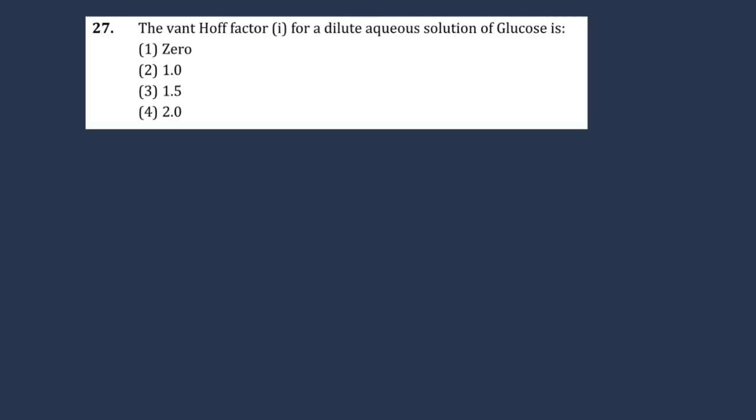Now the question is: Van't Hoff factor i for a dilute aqueous solution of glucose. So we know that for those which do not dissociate or associate, the Van't Hoff factor is equal to 1, for glucose and sucrose, urea, like this, some organic compounds also. So which is the option? The second.